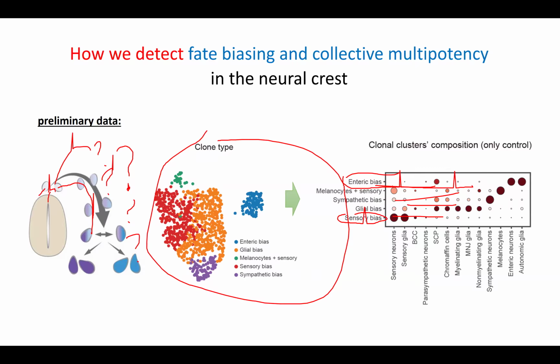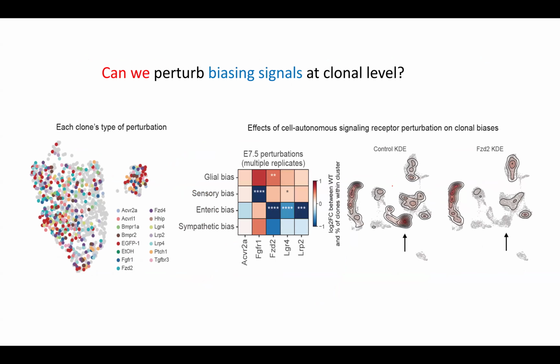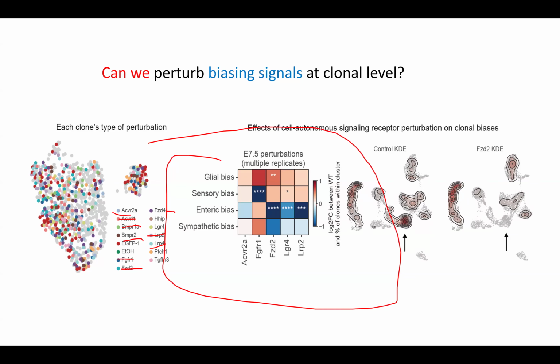And now, if we introduce these Cas9 CRISPR guides, can we perturb those biases? And the answer is yes. Depending on which receptor we cancel here, we get a slightly different biasing result. For instance, if we start to disturb Frizzled, the Wnt system, right? We get much less enteric and sympathetic neuronal bias. So basically, these cells with perturbed receptors don't want to become neurons. They want to become glial cells or sensory neurons, not autonomic neurons. So we start to reshape their proportions.